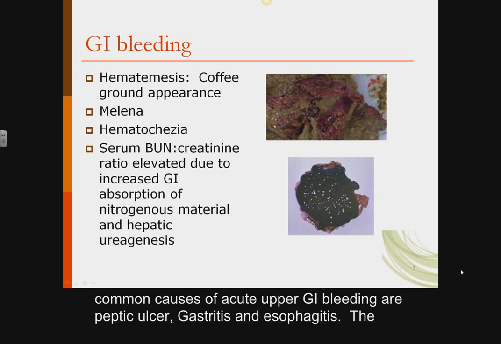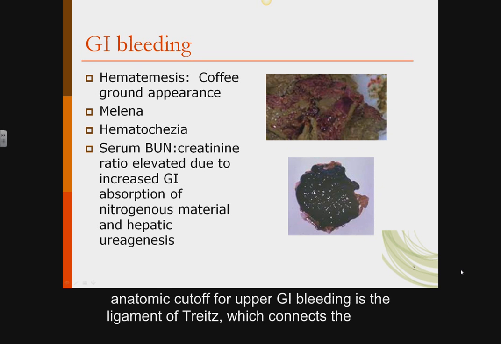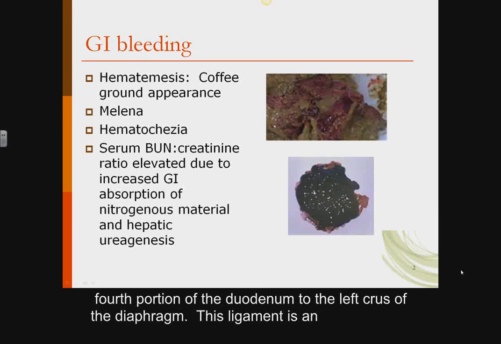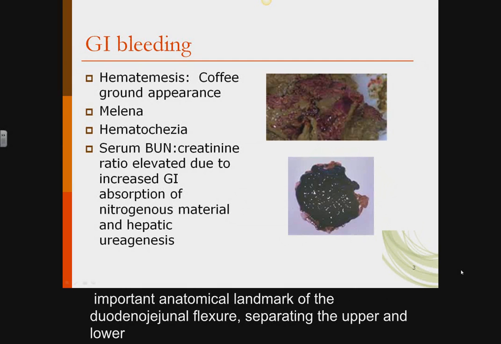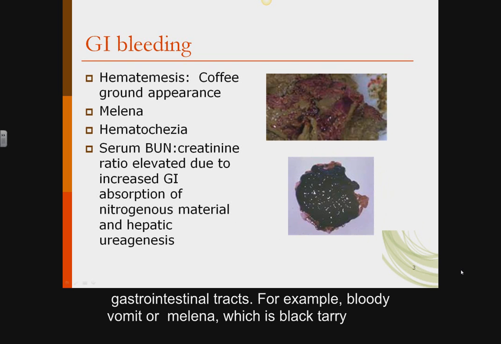Now, the most common causes of acute upper GI bleeding are peptic ulcer, gastritis, and esophagitis. The anatomic cutoff for upper GI bleeding is the ligament of Treitz, which connects the fourth portion of the duodenum to the left crus of the diaphragm. This ligament is an important anatomical landmark of the duodenojejunal flexure, separating the upper and lower gastrointestinal tracts.